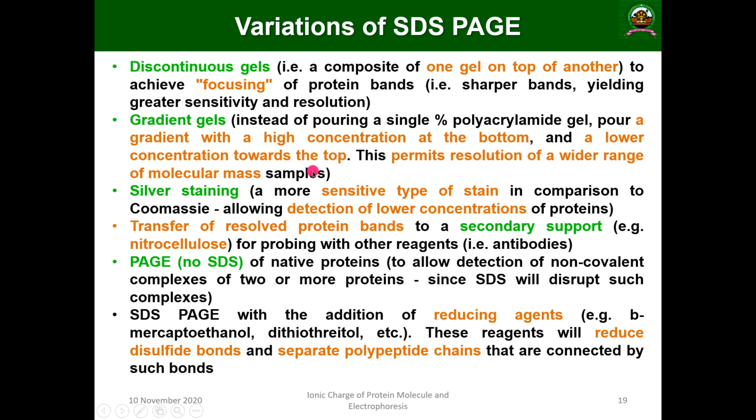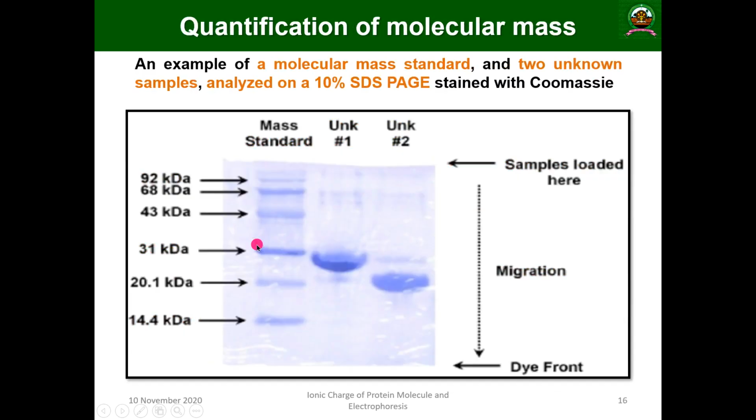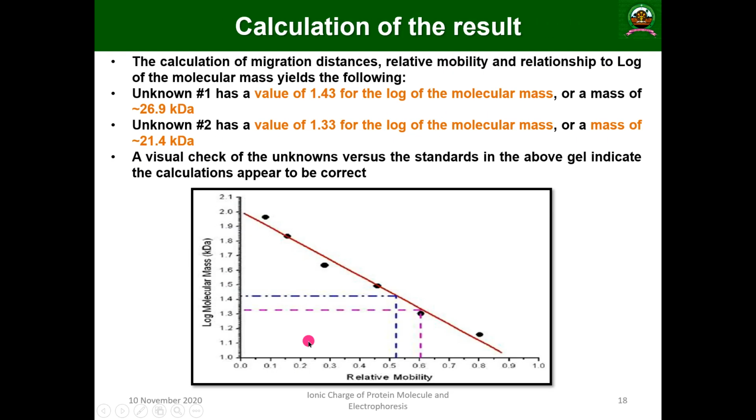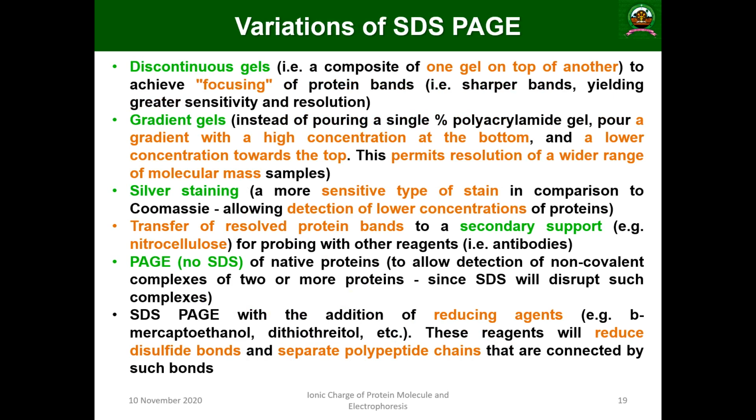The next one is silver staining. Generally we stain with Coomassie blue, as I said, and you get a light blue color after the process. But Coomassie blue is not able to detect very low concentrations of proteins, so then you need to use silver staining. It is a more sensitive stain than Coomassie blue, which allows the detection of very low concentrations of protein. Even if a very small amount of protein is separated, if you add silver stain, you will get a good result.